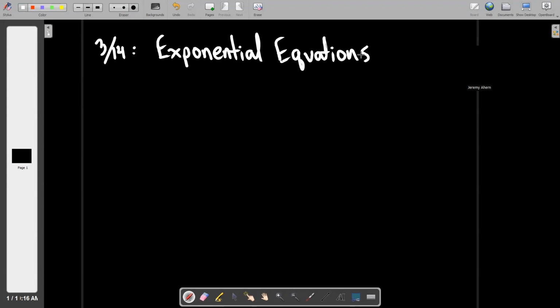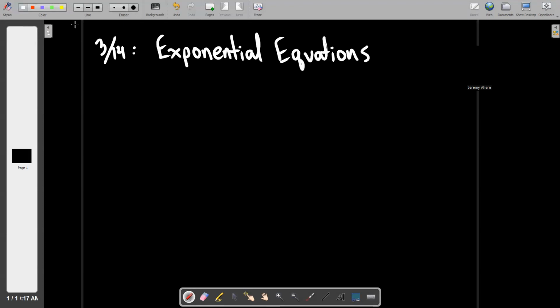So we're solving exponential equations, and by the way, we refer to an equation as exponential when the variable's in the exponent. So if x squared equals 16, that's not really an exponential equation. That's more of a power equation or a quadratic equation. So we call an equation exponential when the variable's part of the exponent.